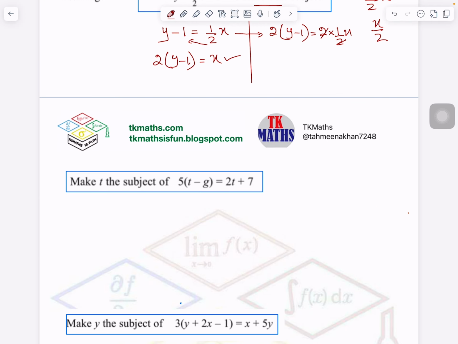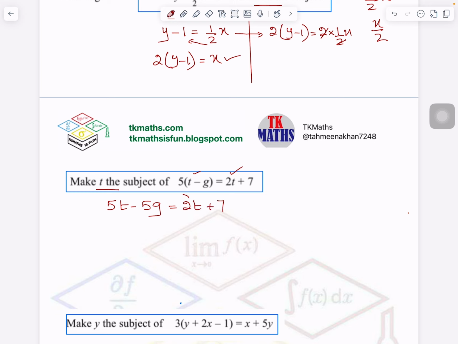Let's see in this case, I have to make T the subject. Now T is present here and T is present in the bracket. Now I have to expand the bracket to get T out of it, right? Because T is present in the other term also. So it will be 5T minus 5g is equal to 2t plus 7.